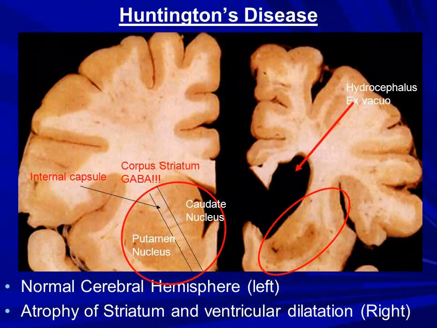This is the normal cerebral hemisphere on the left, with atrophy of the striatum and ventricular dilatation on the right. The atrophy results from degenerative change.